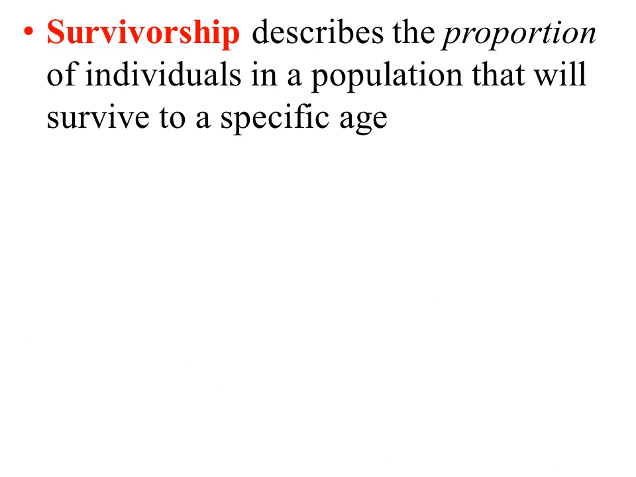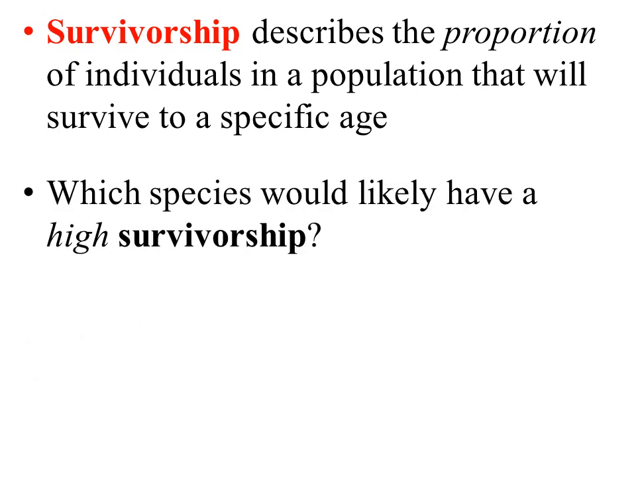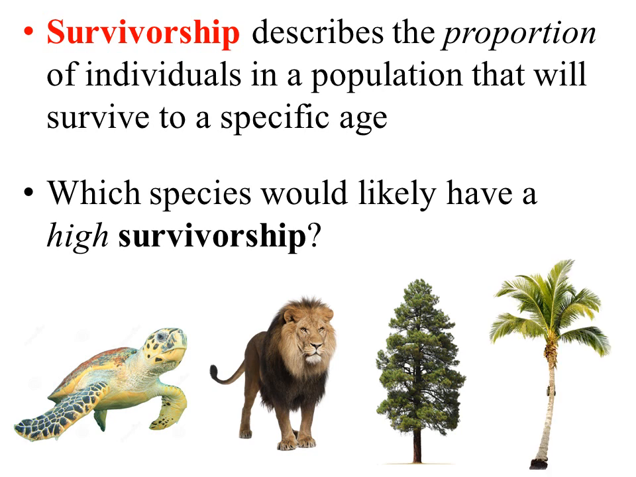The next thing that affects Rmax is survivorship. It describes the proportion of individuals in a population that will survive to a specific age. Okay, so looking at these four species again, the turtle itself actually has low survivorship for the babies, but relatively higher survivorship as an adult. And so more turtles will get to the oldest age that they can than turtles that won't make it past that first year.